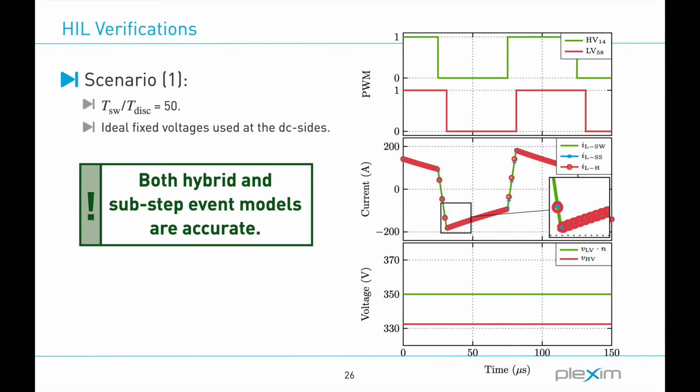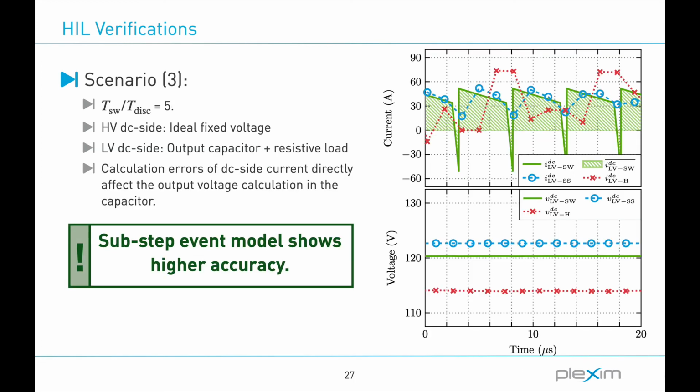So for the first scenario of the ratio of 50, both models behave very similarly. For this application, both DC links are modeled with a fixed voltage source, so this is a very ideal setup. And in such a simple scenario, both modeling approaches work completely fine. Now obviously the ratio will be much smaller, especially when you look at converters using wide-bandgap devices.